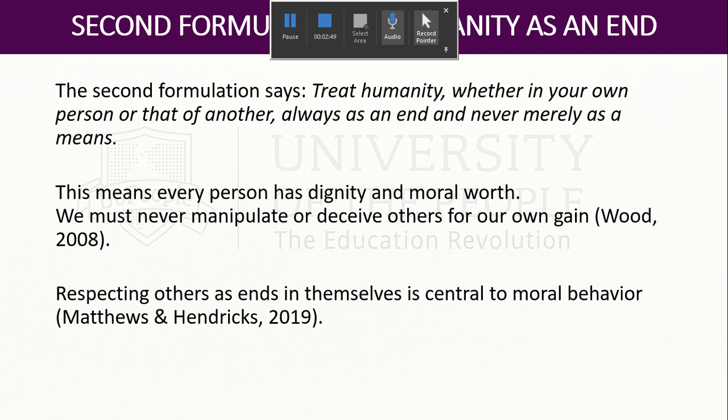The second formulation is called humanity as an end. It says: act in such a way that you treat humanity, whether in your own person or in any other, always at the same time as an end and never merely as a means. This means respecting each person's dignity and rationality.